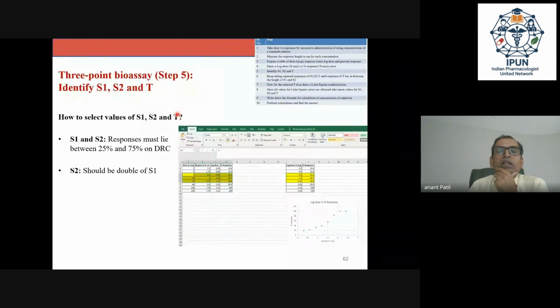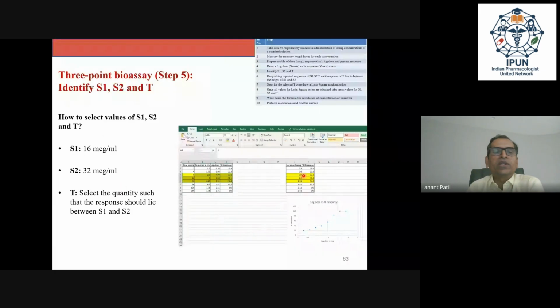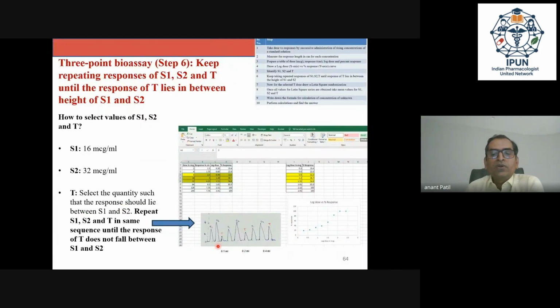Now the response of T should fall between S1 and S2. So now here, I go to the next one. Select the T in such a way that your concentration or quantity of T should be giving you a response between S1 and S2. So now we go and see which value for T will give me a response between S1 and S2. Until I do that, I'll keep repeating the DRC.